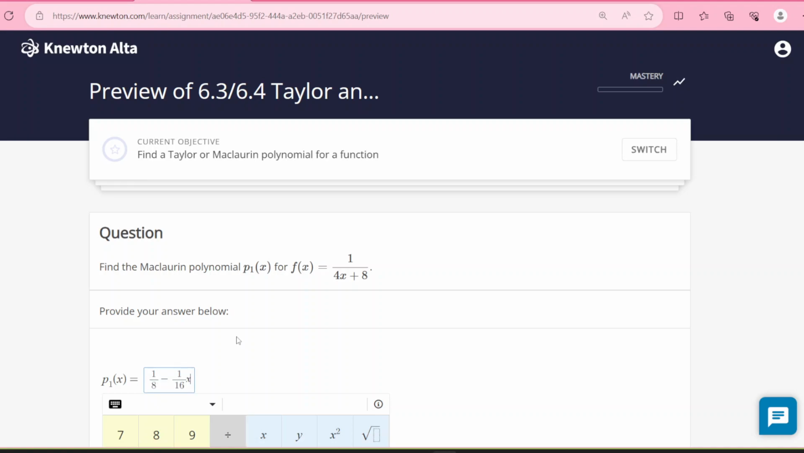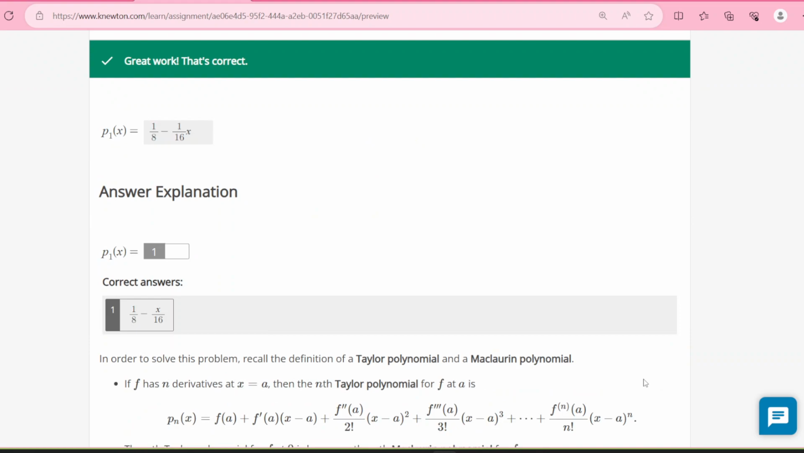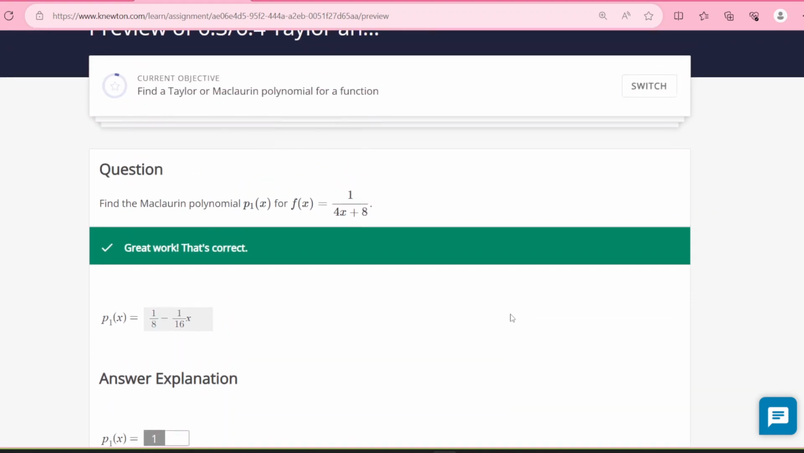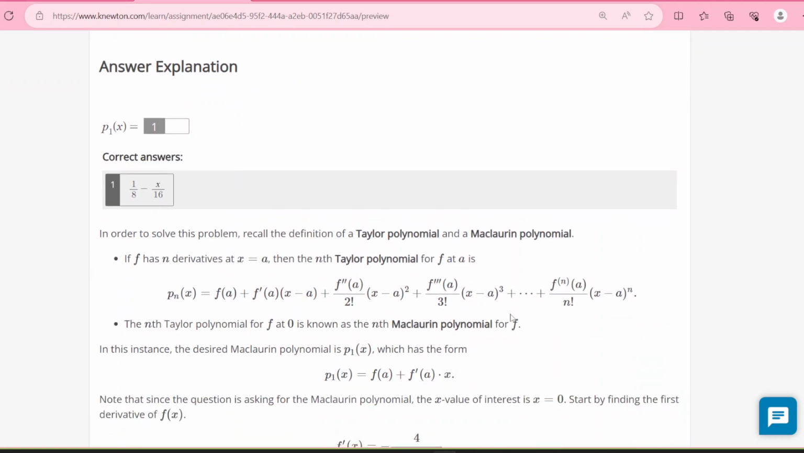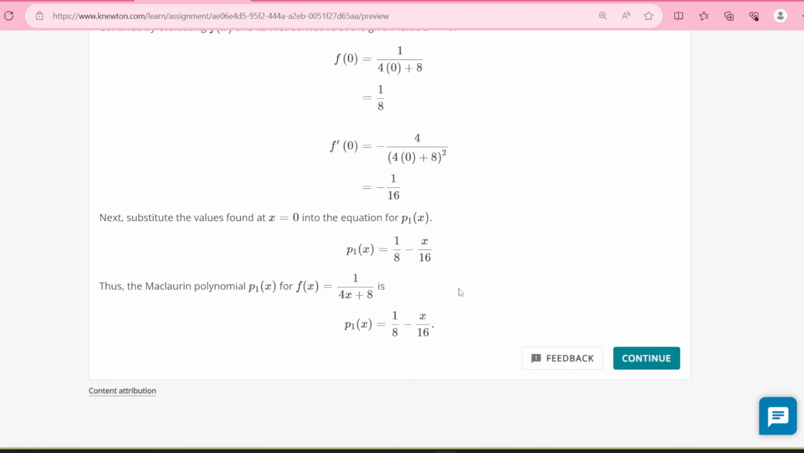So back in the assignment, this P1 of x, this first degree or first Maclaurin polynomial, is 1/8 minus 1/16 times x. Then after you submit an answer, you'll be given some sort of answer explanation. Please go over these. If you got it right, make sure you got things correct for the right reasons. Or maybe they do something in the answer explanations that you really like, and you want to try for future problems like this. And if you got it wrong, definitely read through the answer explanations. Try to figure out where you went wrong, why you were wrong, and you can fix it for future questions.